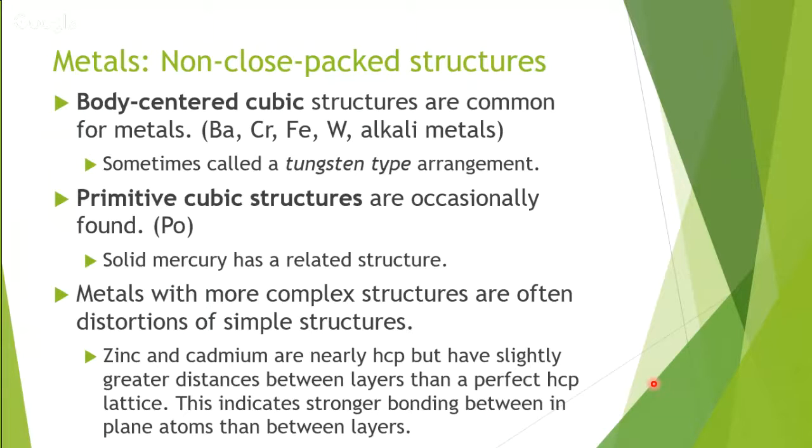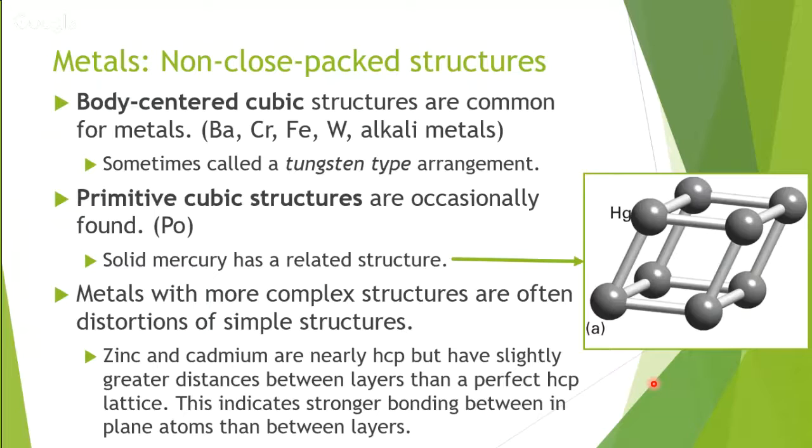Primitive cubic structures only have atoms at the corners of the cube. They're actually very easy to deform because they don't have any atom holding them up in the center. So they're relatively uncommon. Polonium is one example where we do see that. And then solid mercury has a related structure. Remember, mercury is liquid at room temperature, but modified at cold enough temperatures. And it has sort of a distorted cubic structure where it's basically a cube, nothing in the middle, nothing on the faces, but kind of squashed over to one side.